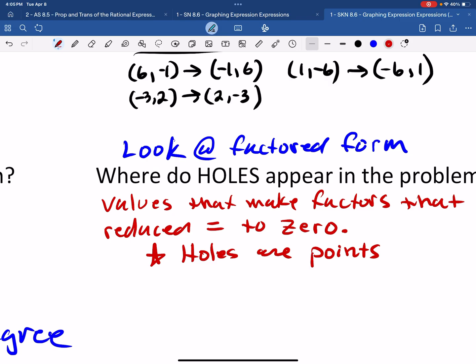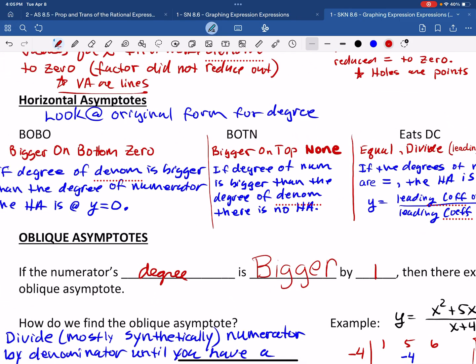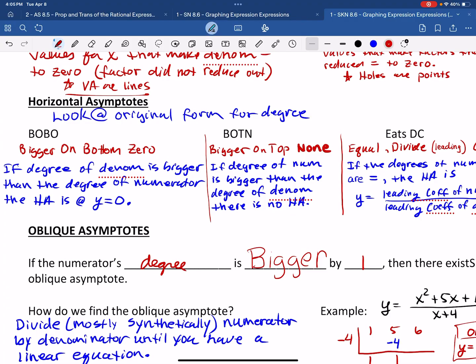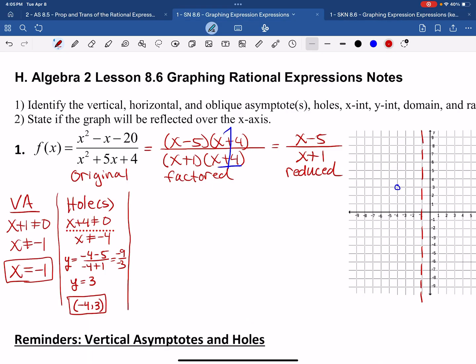So let's look at our notes. Our horizontal asymptote leads us to this section where we have BABO BOTTEN EATS DC. Now, the BABO portion stands for bigger on bottom 0. The BOTTEN stands for bigger on top none. And the EATS DC stands for equal divide coefficients. So let's go back in here and we're going to take care of this.